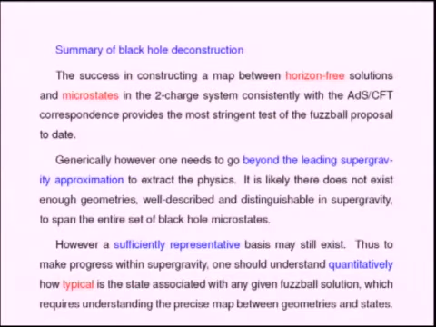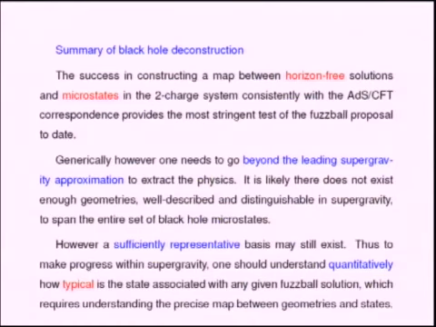So let me give you a summary of what we've done with black hole deconstruction. The fact that we consistently could construct a map between the horizon-free solutions and the microstates in D1, D5, consistent with AdS/CFT, is a stringent test of the fuzzball proposal. However, for this system, you had to go beyond the leading supergravity approximation to extract the physics.